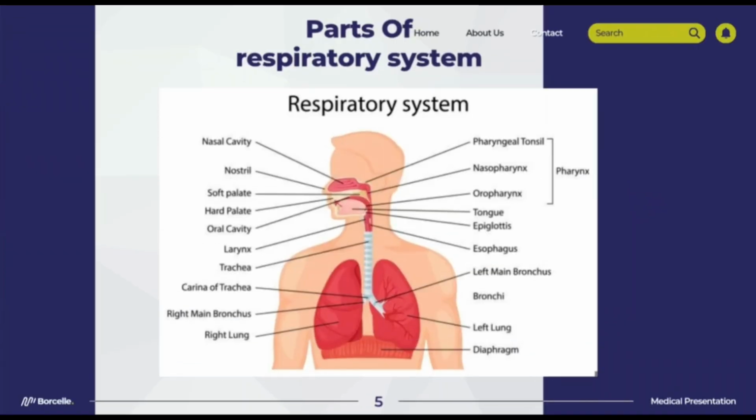So these are the parts of the respiratory system. First, nasal cavity, nostril, soft palate, hard palate, oral cavity, larynx, trachea, carina of trachea, right main bronchus, right lung, left lung, diaphragm, bronchi, left main bronchus, esophagus, epiglottis, tongue, oropharynx, nasopharynx, pharyngeal tonsil.